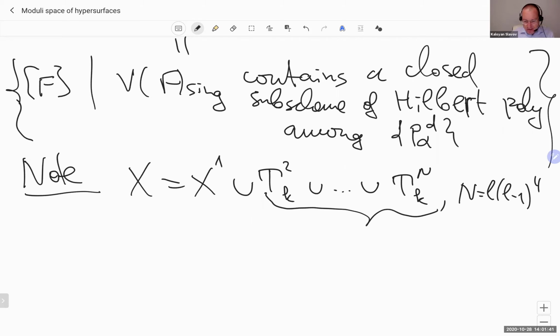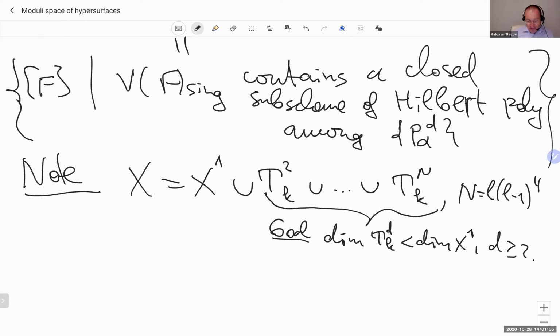We split X as this union, and the goal is to prove that the dimension of TDK is less than the dimension of X1 for D greater than or equal to 2. Once we prove this, then X1 will pop out as the irreducible component of largest dimension. We write X as a union of closed subsets. X1 is one of them, and if we bound the dimensions of the others, we're done. And again, TD parameterizes hypersurfaces whose singular locus contains something of degree D with Hilbert polynomial and so on.